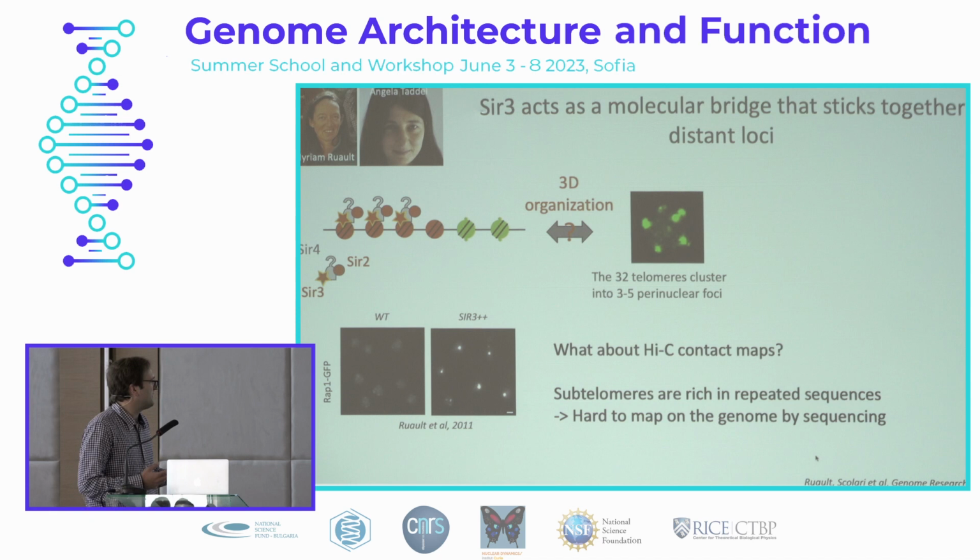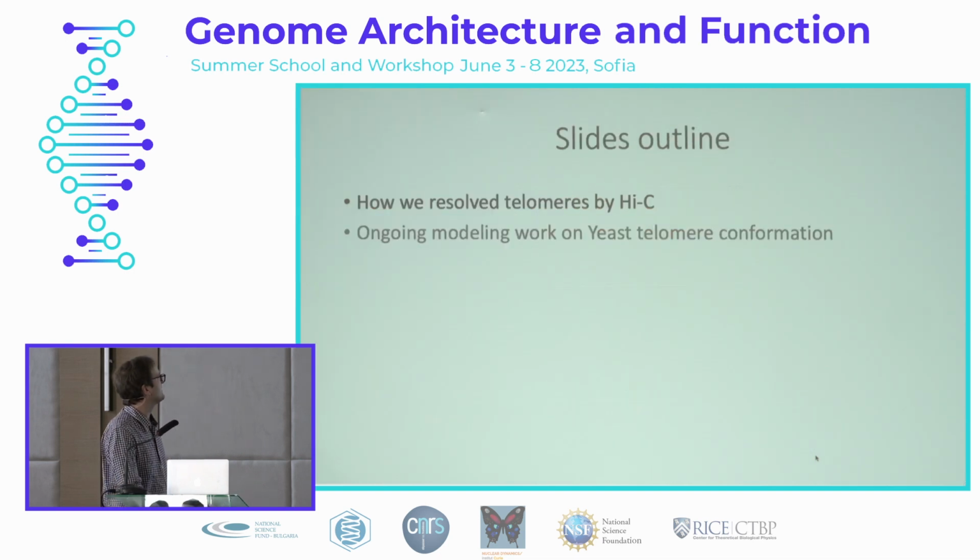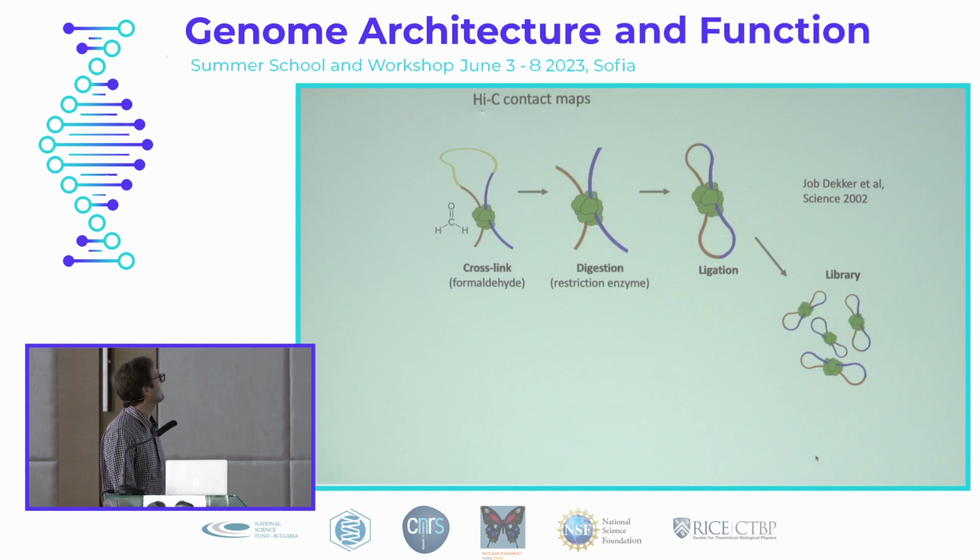Then, since I was working in a Hi-C laboratory, we wondered, can we see the effect of this increased clustering in a contact map? But this was challenging, because telomeres and subtelomeres are rich in repeated sequences. As you know, those are hard to map, so it was difficult to see this effect by Hi-C. So that's the first part of my talk. I will explain how, by doing Hi-C analysis, I found a way to see the effect of this hyperclustering formation.